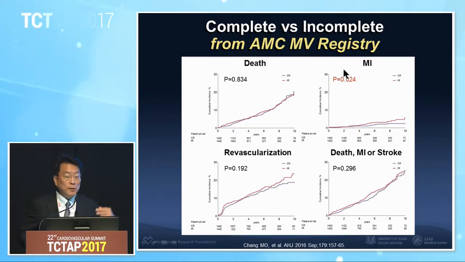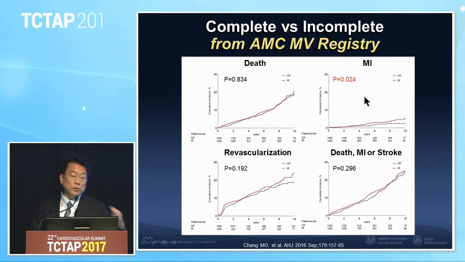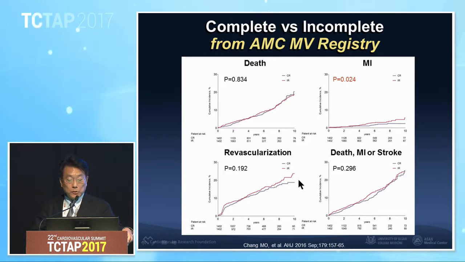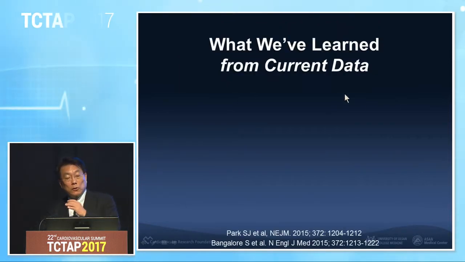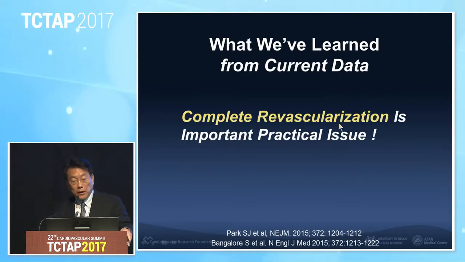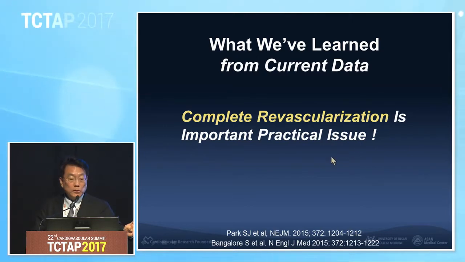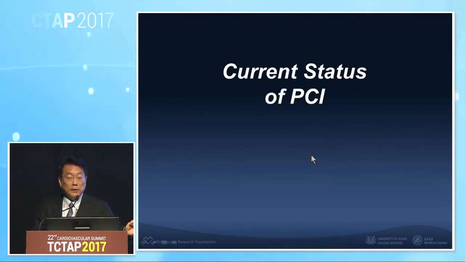We have our independent AMC multivessel registries. We analyze the same way, complete versus incomplete. Look at this, incomplete revascularization had a tendency toward a worse outcome. Absolutely, the frequency of myocardial infarction is higher with incomplete revascularization. So what we learned from the current data is that complete revascularization is very important.